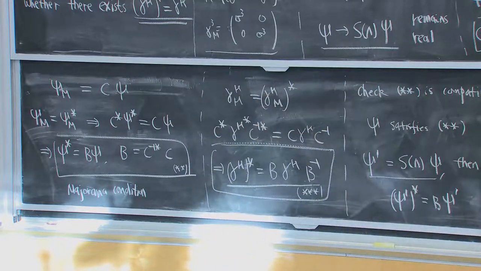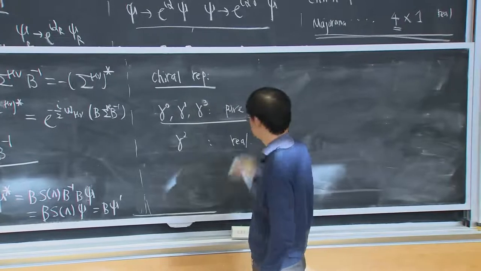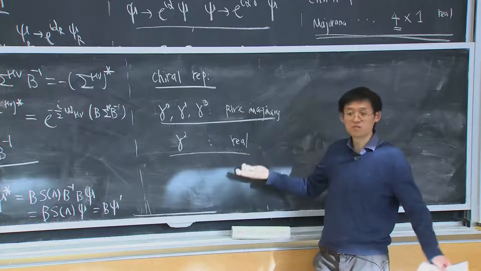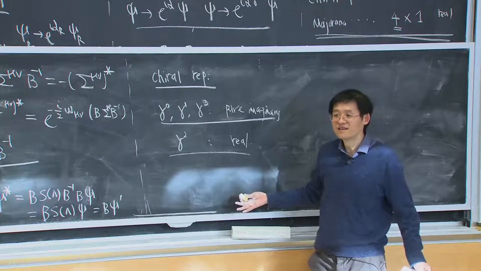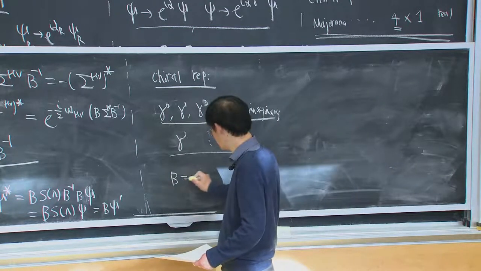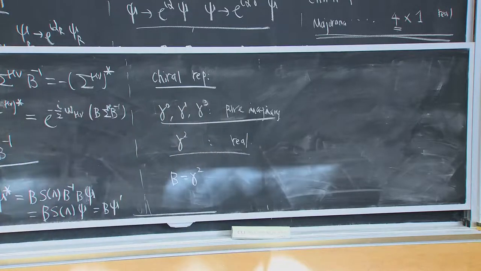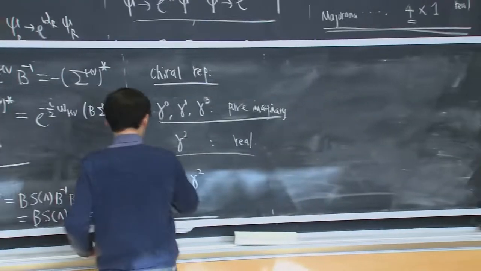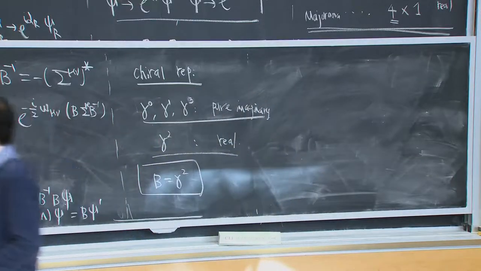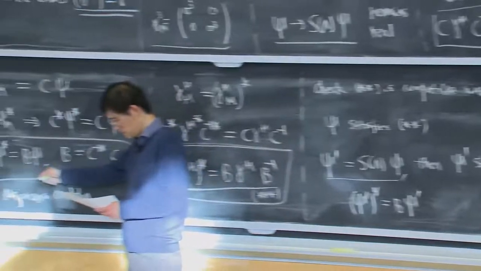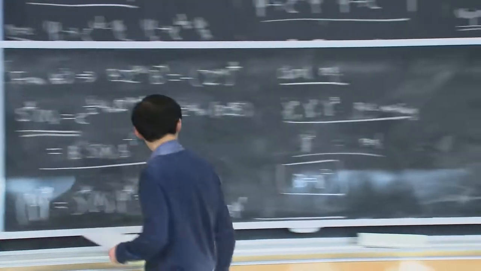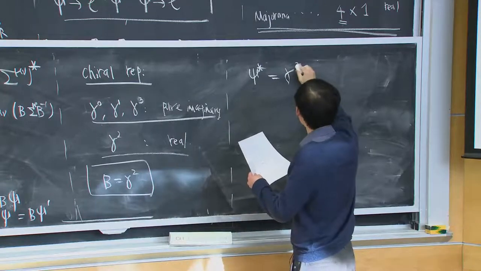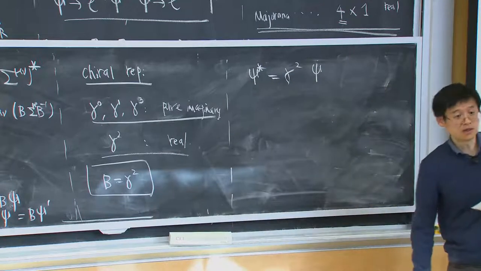So now in this chiral basis, these three are pure imaginary. That means B needs to anti-commute with them. But this one is real, so B needs to commute with this guy. Then what is B? Exactly. So B in this case can only be gamma 2, okay? And then we can work out the Majorana condition in this basis. That means psi star should equal gamma 2 psi. So that's the Majorana condition here.